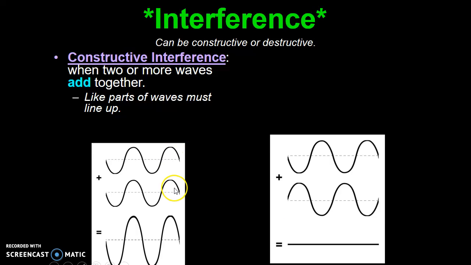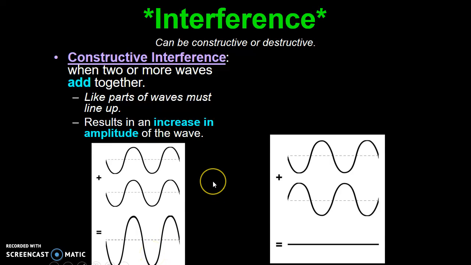Parts of the waves must line up in this. So if you look at the diagram below, if we have this wave plus this wave, we will get this wave. But they have to be lined up. So the two troughs are aligned, the crests, troughs, crest. And that will make a wave that is twice the size. It's an increase in amplitude.